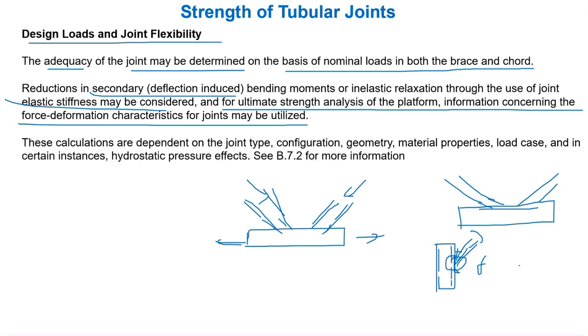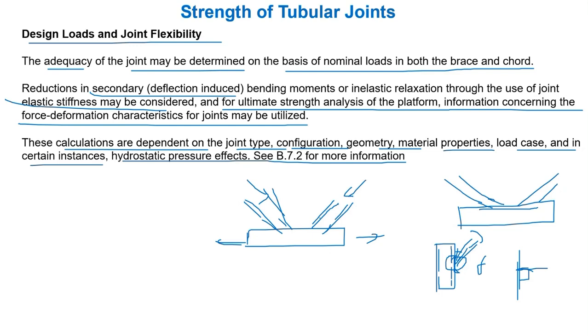Even when we have a moment connection, we used to say this is a rigid connection. It's not always rigid. It will have some flexibility, and that flexibility we can utilize. That's what they are saying in this code. And the calculations are dependent on the joint type, configuration, geometry, material properties, load case, and in certain cases the hydrostatic pressure effects also. This we will see for more information in the commentary.